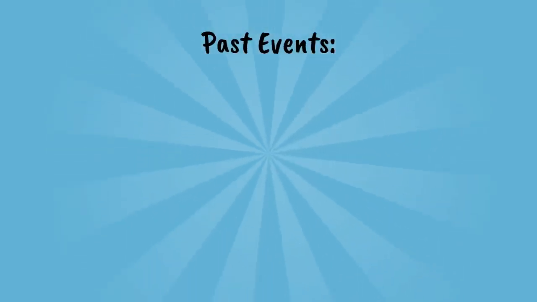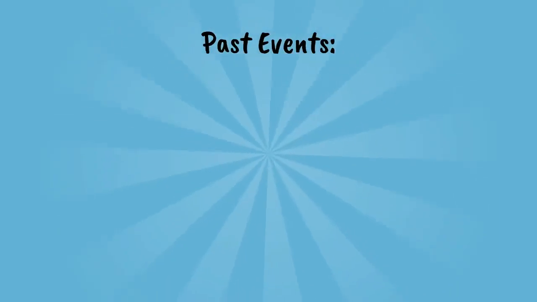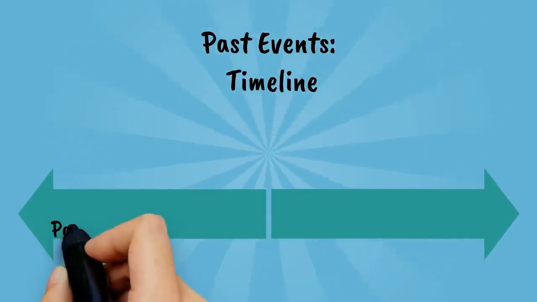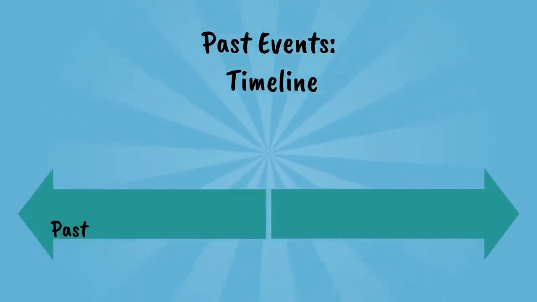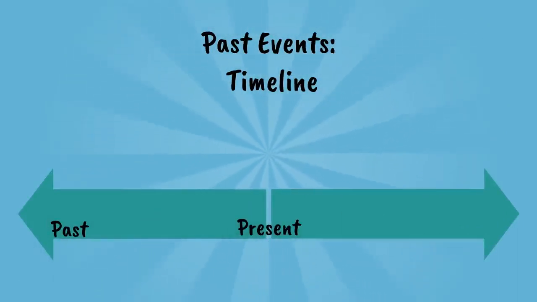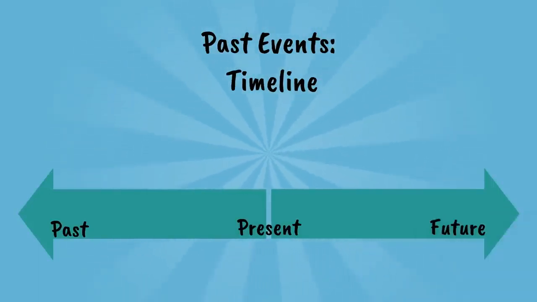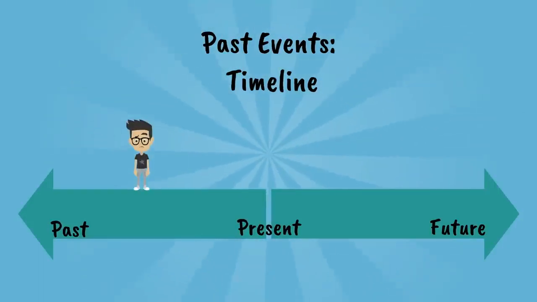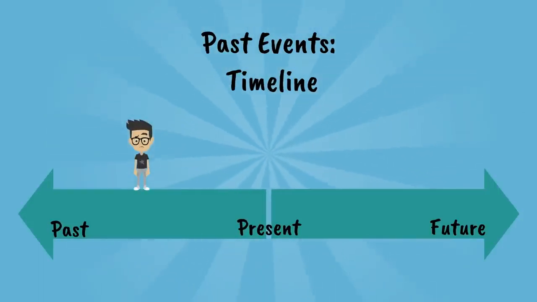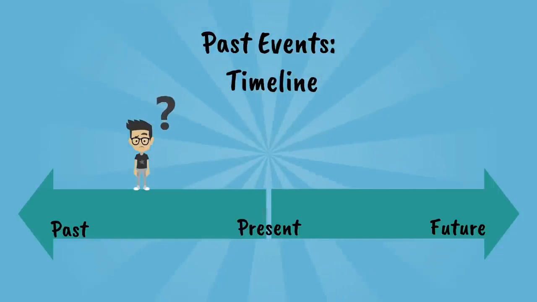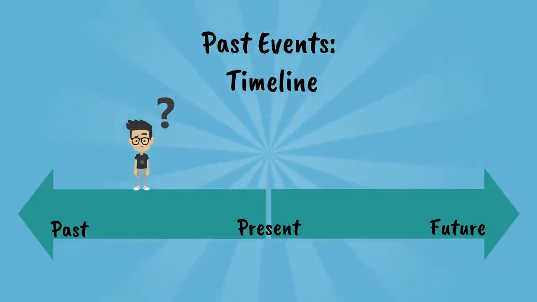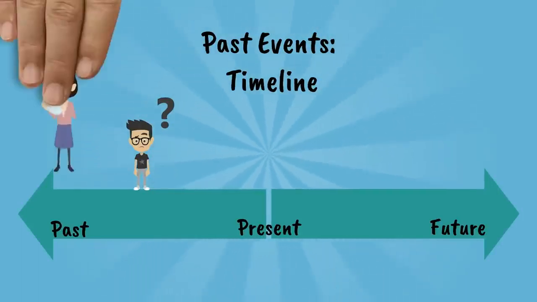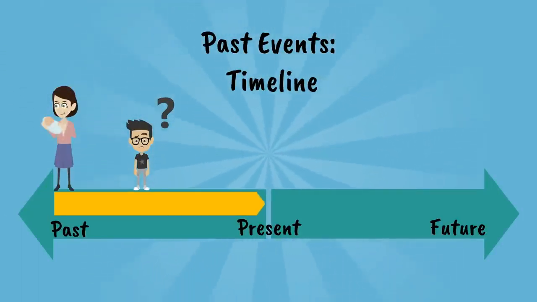To understand the past events function, let's use a timeline. So on the left, we have the past. In the middle, we have the present, and on the right, we have the future. The present perfect simple indicates that something happened in the past, but we don't know when it happened. We just know that it happened sometime in the past between the day that you were born until now.